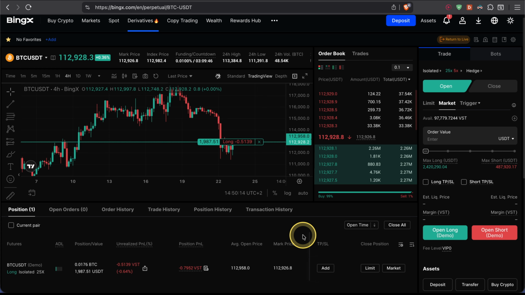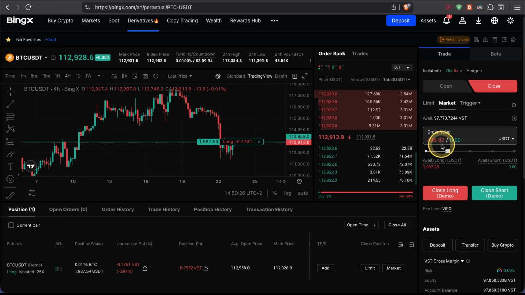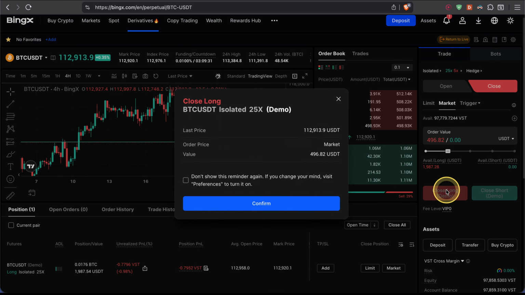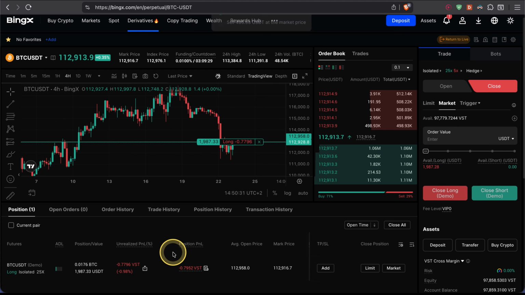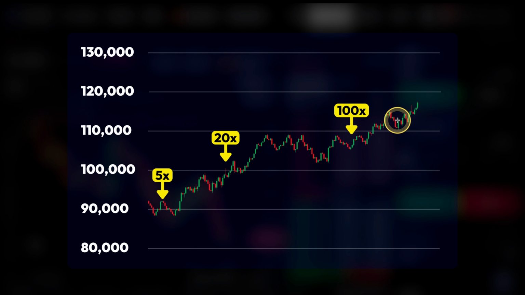To close 25% of our opened trade, we can simply go here to the right, go to close, mark it to close immediately, and then right here choose 25%, for example. You will see this will mean $500 of position size taken off this trade. And then if you just click on close long right here, confirm, you will see now we've decreased our position size down to $1,500. These simple steps of this strategy can easily be executed multiple times for one trade.